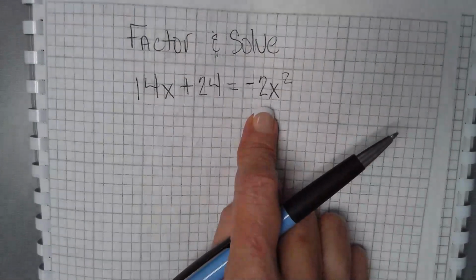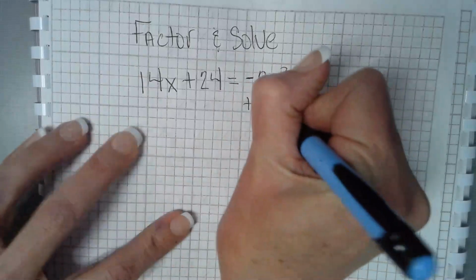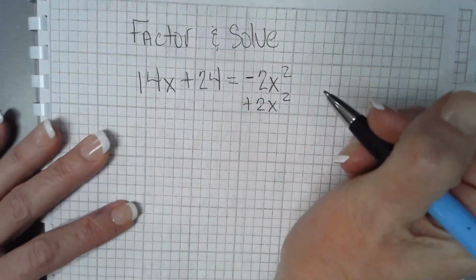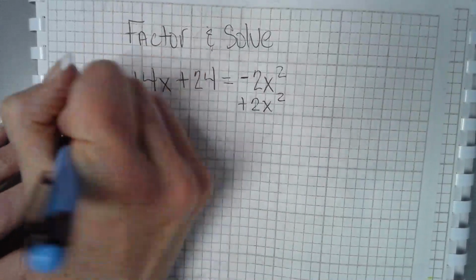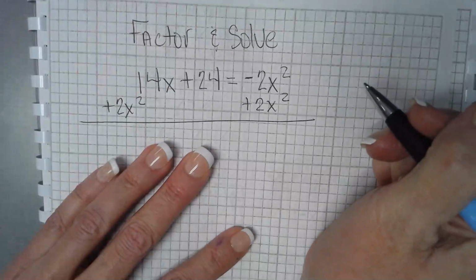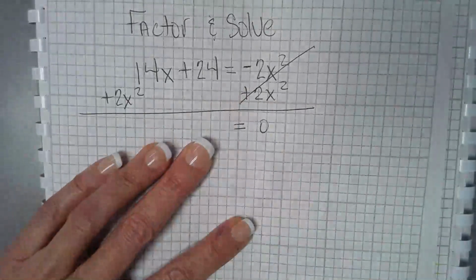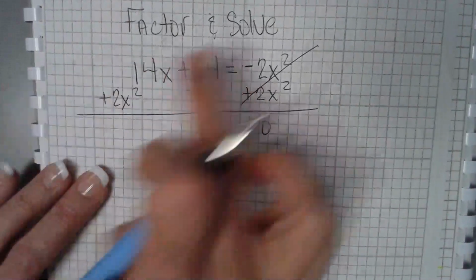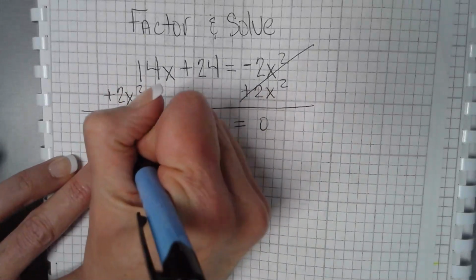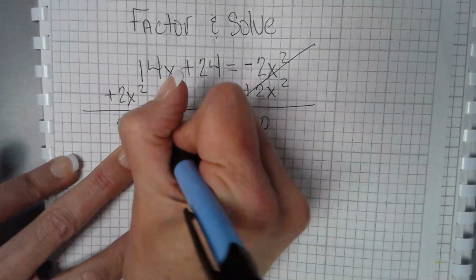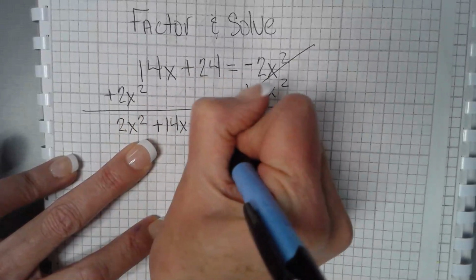So how do I move it? I'm going to add it. I'm going to add 2x squared to both sides. Notice exactly what I wanted. It's equal to 0, and now I need to put these pieces together. I want the 2x squared to go first, then I've got a positive 14x, then I've got a positive 24.